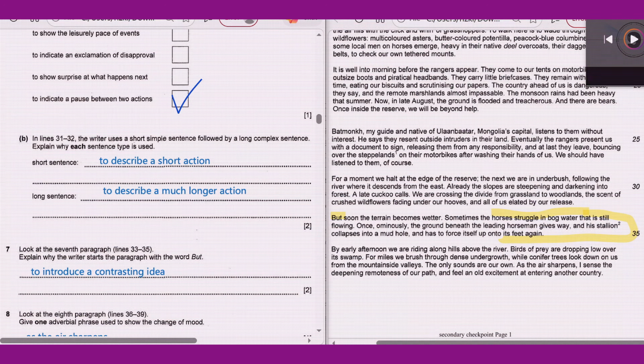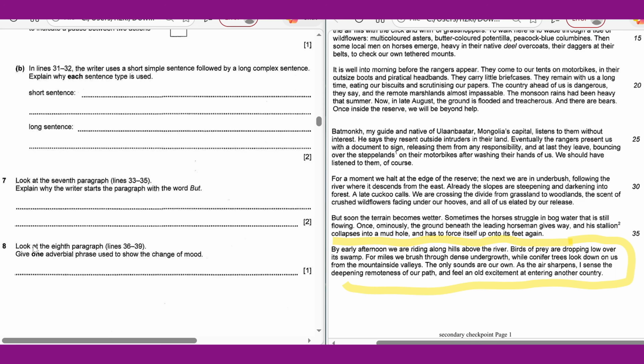Okay, let's move on. Okay guys, question 8. Look at paragraph 8, lines 36 till 39 in the yellow section. Give one adverbial phrase used to show the change of mood.